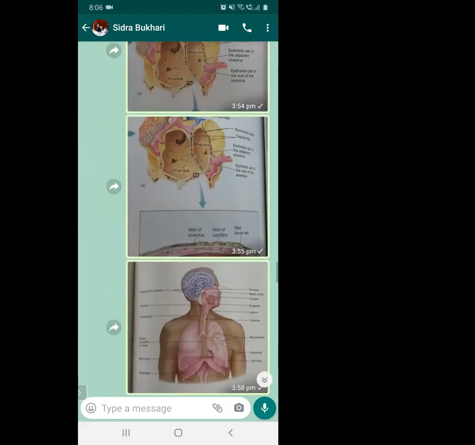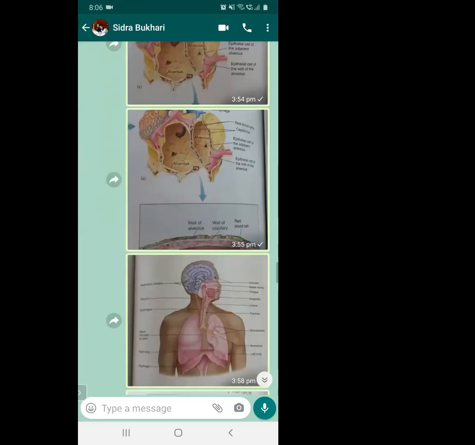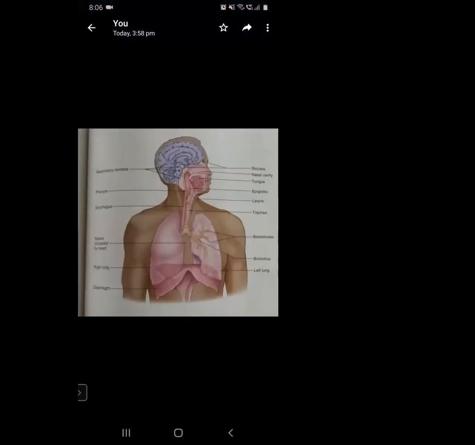Okay, so this is the respiratory system, the whole thing. Now let's first appreciate all the different parts, and then we will discuss each and every structure and how they are adapted for their particular function. So let's start with the nose.